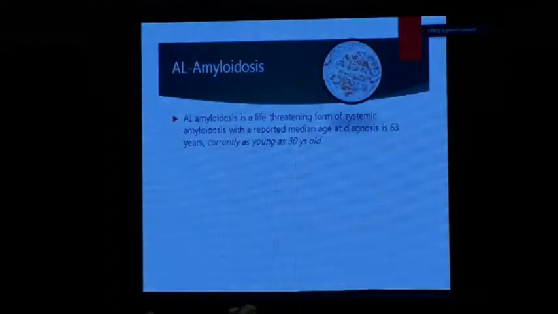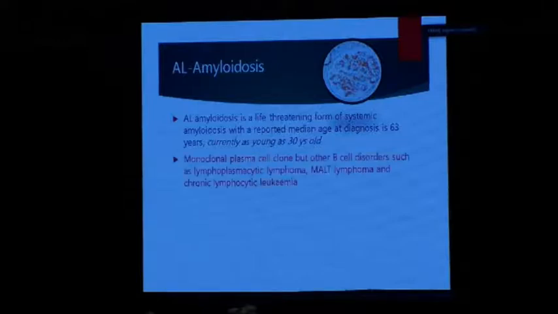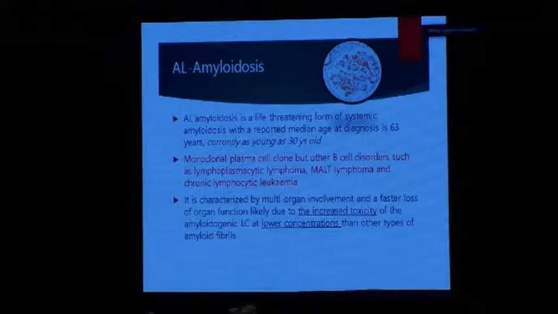As you've heard enough about AL amyloid, this is a life-threatening form. What's reported in the literature is that the median age of diagnosis is 63, and that more than 90% of patients are diagnosed above the age of 50. However, in Egypt and in our population, we do have patients as early as 30 and 34 years old who presented with AL amyloid. You all know that it can be caused by a monoclonal plasma cell clone, but other B-cell disorders which can also produce monoclonal proteins, such as lymphoplasmacytic lymphoma, MALT, and CLL, can also give you AL amyloidosis, although much more rarely.